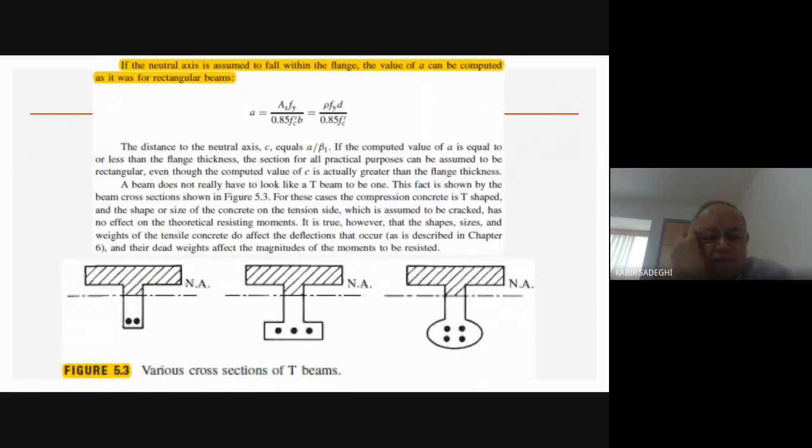In this slide, we say that the design is like a rectangular section when the neutral axis is located at flange. Therefore we use the formula that we have for rectangular section, and we can calculate A from here. This figure 5.3 shows very well that if the location of neutral axis is at the web, it doesn't matter which form we have in the compression part, even in flange as well. It can be any form, because we neglect all the concrete in this part.